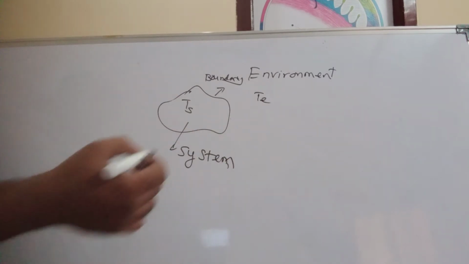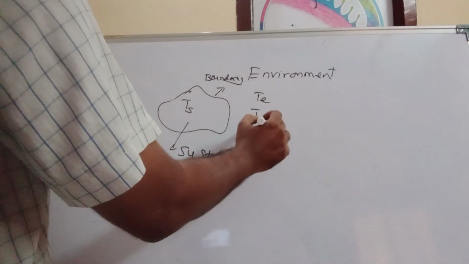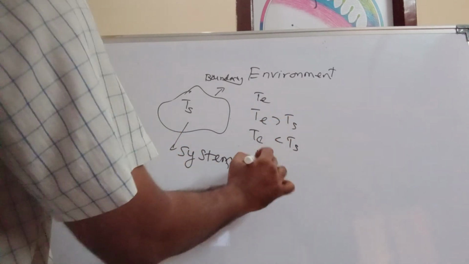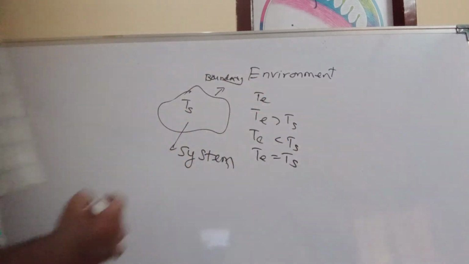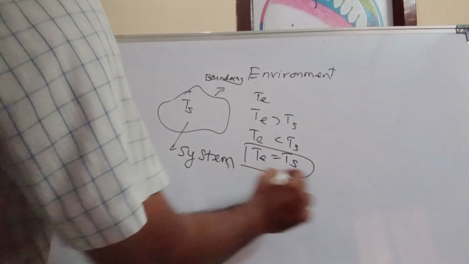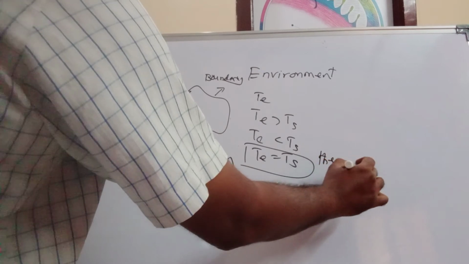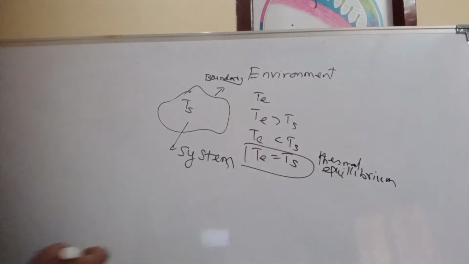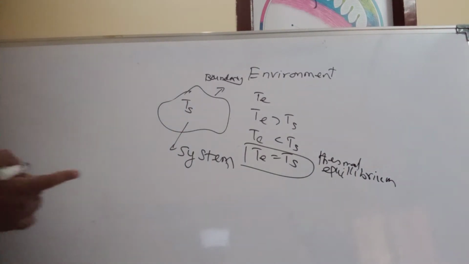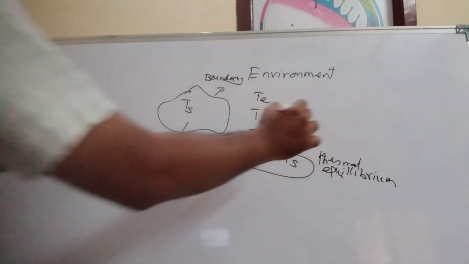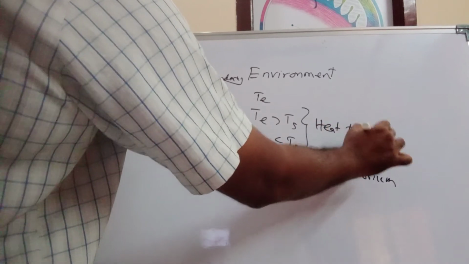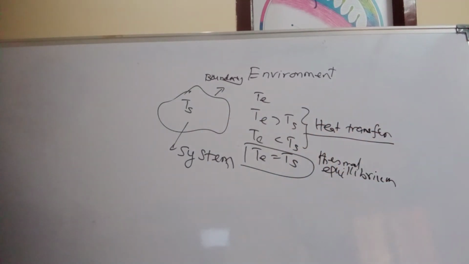So three possibilities were there, isn't it? One is Te can be greater than Ts, Te can be less than Ts, or Te can be equal to Ts. The third case we said that it is thermal equilibrium. So in thermal equilibrium, basically there is no heat transfer. So the possibility of heat transfer will be in these two cases. These two cases are cases of heat transfer.